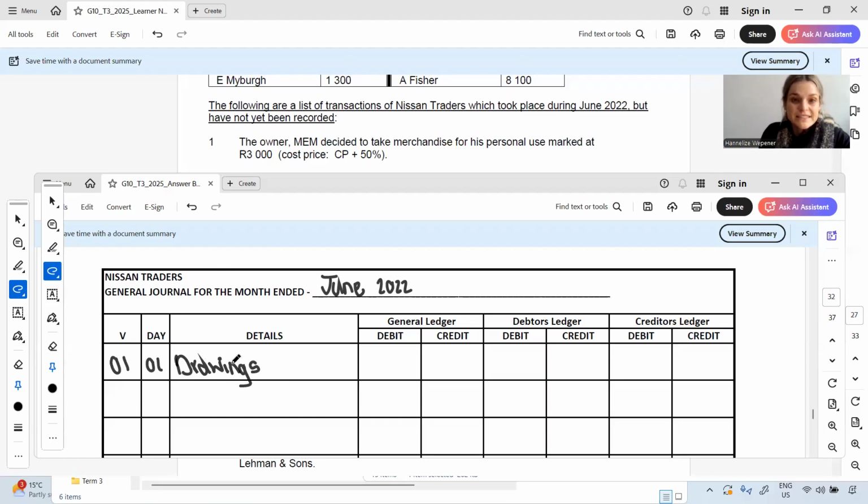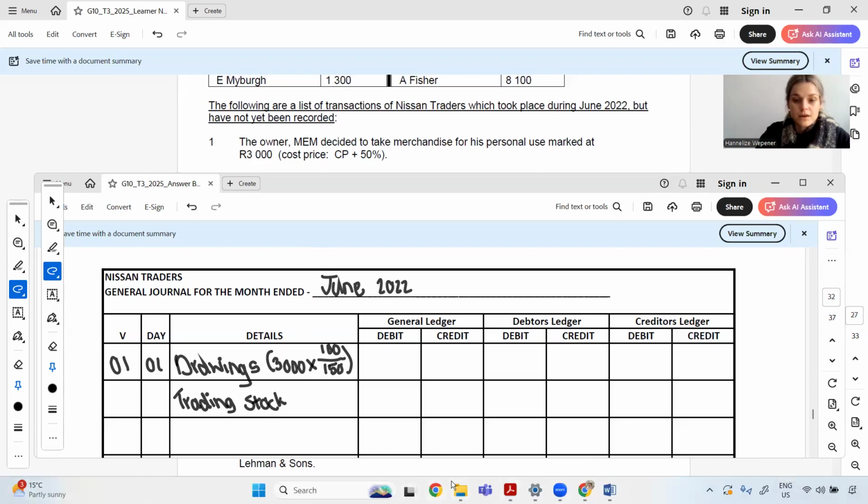Drawings. And then what is he taking? He's taking trading stock. So we now have less trading stock. Therefore, we need to credit our trading stock account, because trading stock is an asset and assets decrease on the credit side. The amount is the selling price times 100, because I want to know what the cost is, divided by the percentage for selling price, and that is 100 plus profit markup.